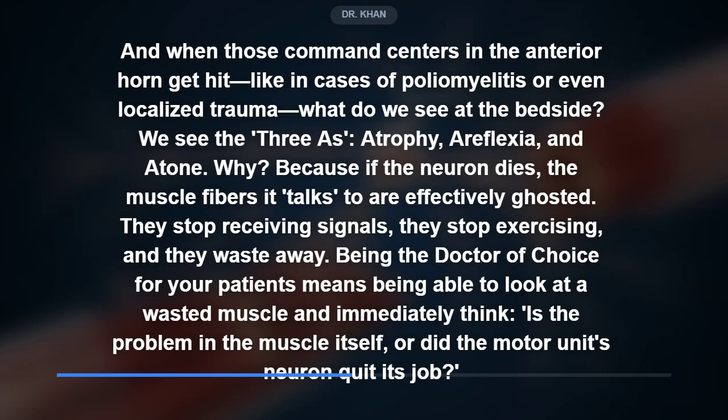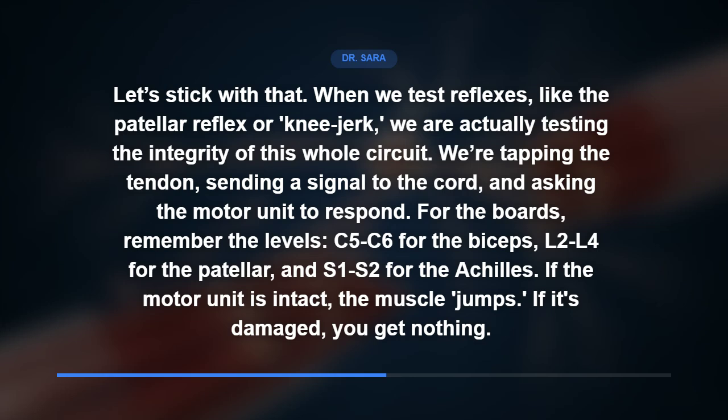And when those command centers in the anterior horn get hit, like in cases of poliomyelitis or even localized trauma, what do we see at the bedside? We see the 3 A's: atrophy, areflexia, and atonia. Why? Because if the neuron dies, the muscle fibers it talks to are effectively ghosted. They stop receiving signals, they stop exercising, and they waste away. Being the doctor of choice for your patients means being able to look at a wasted muscle and immediately think, is the problem in the muscle itself, or did the motor unit's neuron quit its job?